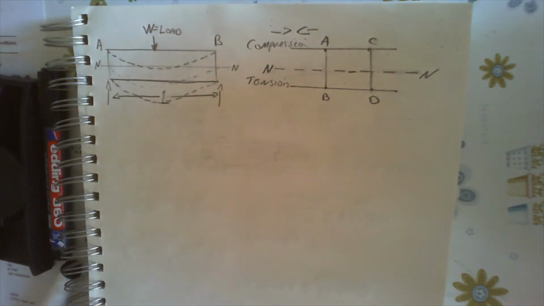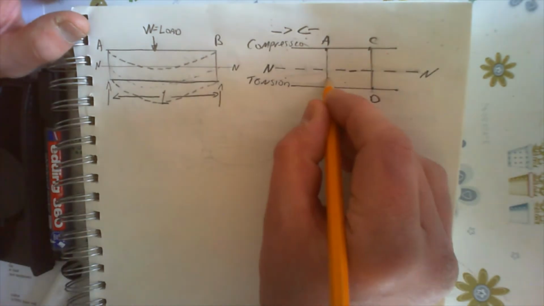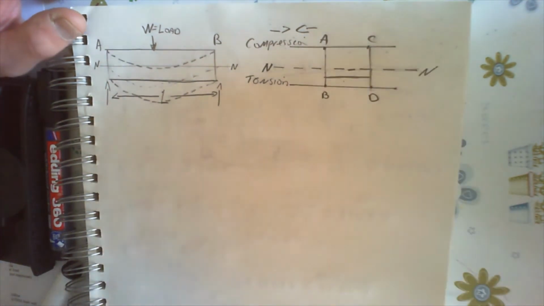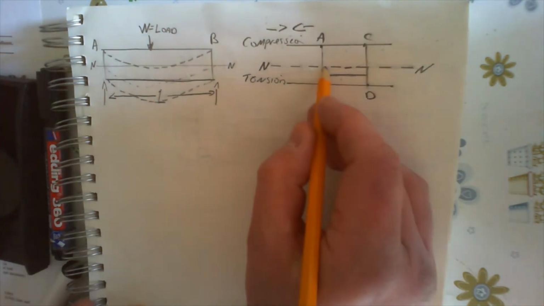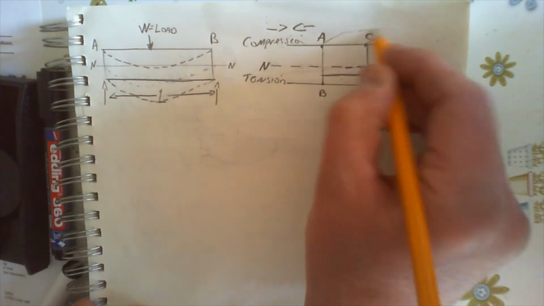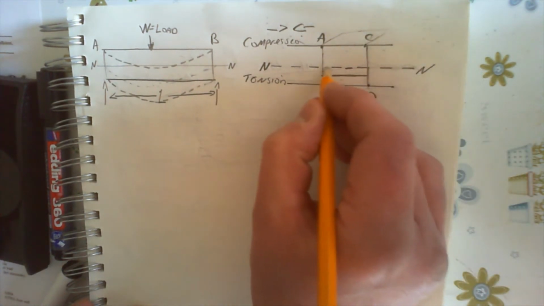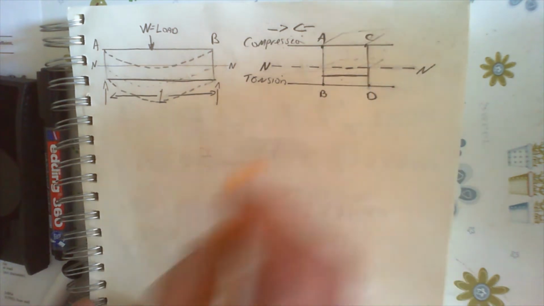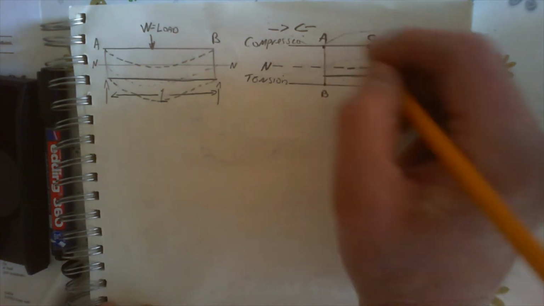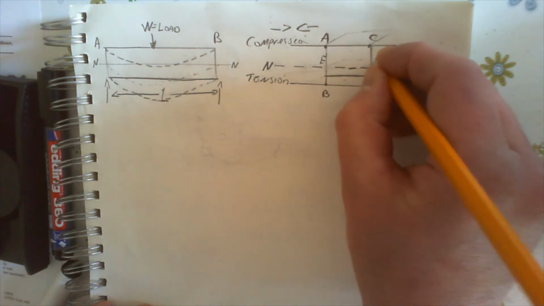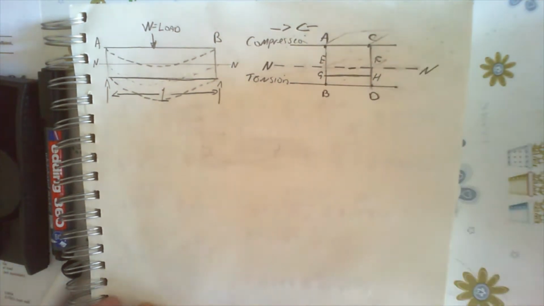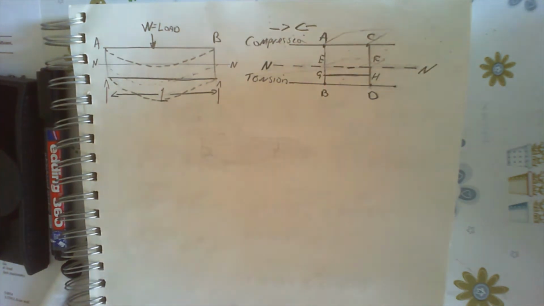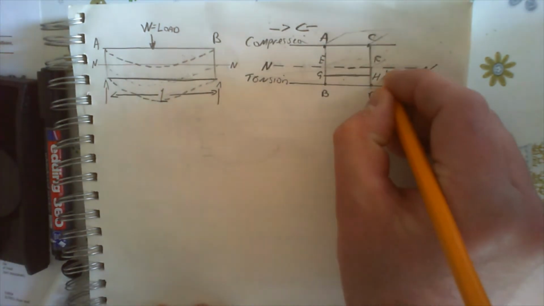Right, we're going to look at a little bit of this section here. Imagine this is a beam like that, we're going to look at this plane here and this plane here. We're going to call them E, F, G and H. And this GH is a distance from the neutral axis. We're going to call this distance y.